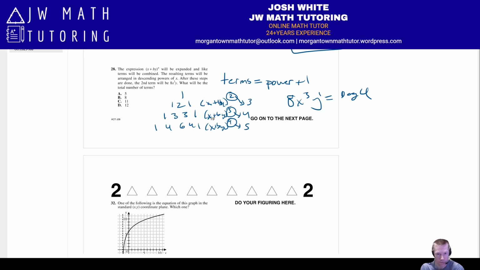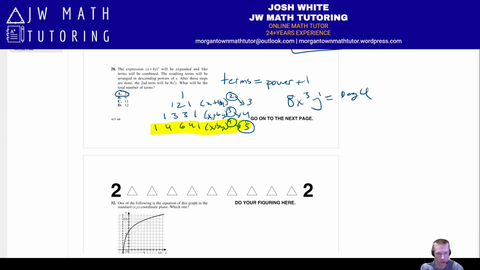Therefore, this is going to basically be this level right here. In other words, this is going to be the result of (x + y) to the fourth, which means there's going to be 5 total terms, so the correct answer is going to be letter A.